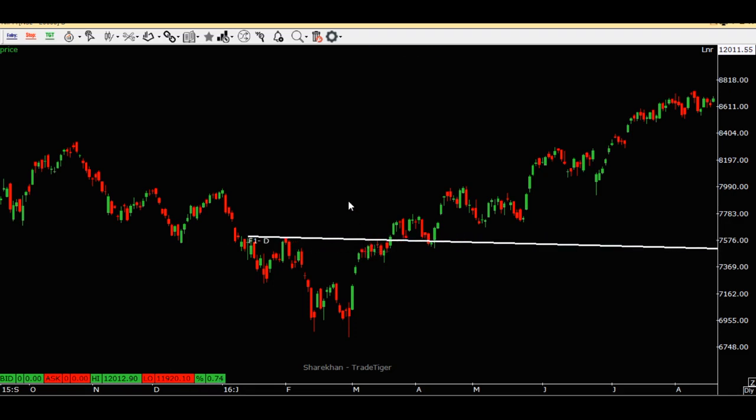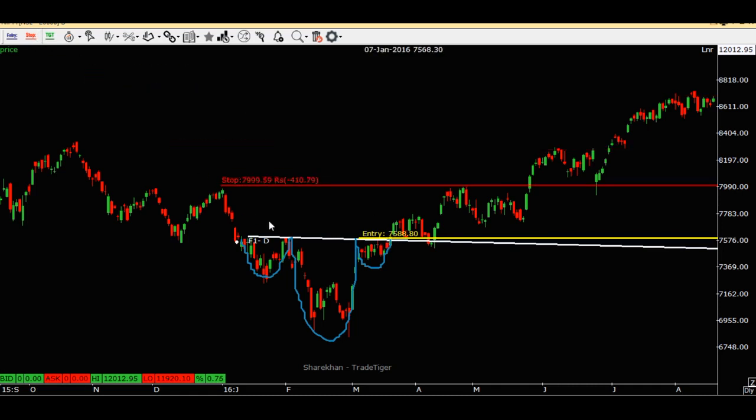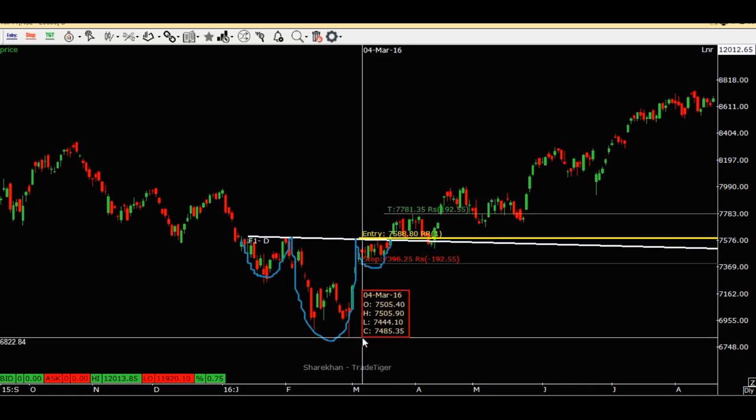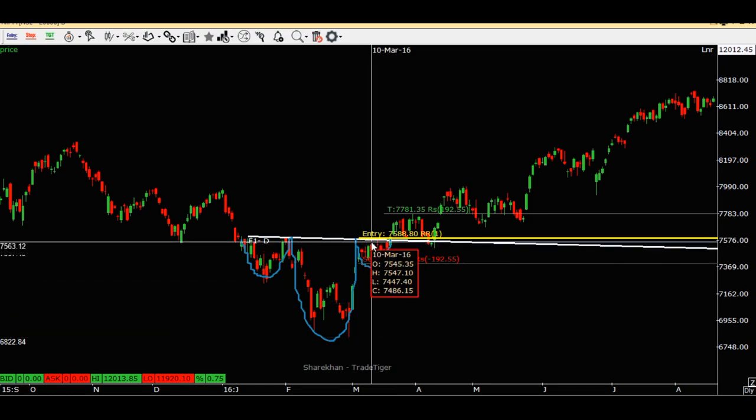So here's the left shoulder, here's the head, and here's the right shoulder. So this is an inverted head and shoulders. So we are looking to enter a buy position. So we will buy on the breakout of the neckline here. Stop loss will go below the right shoulder low. And first target will be 190 points, which is somewhere around here.